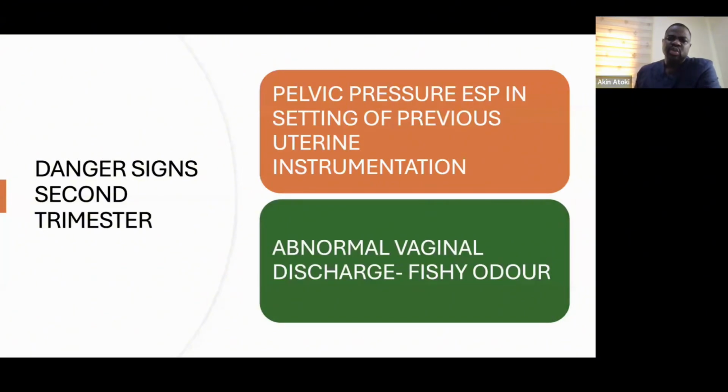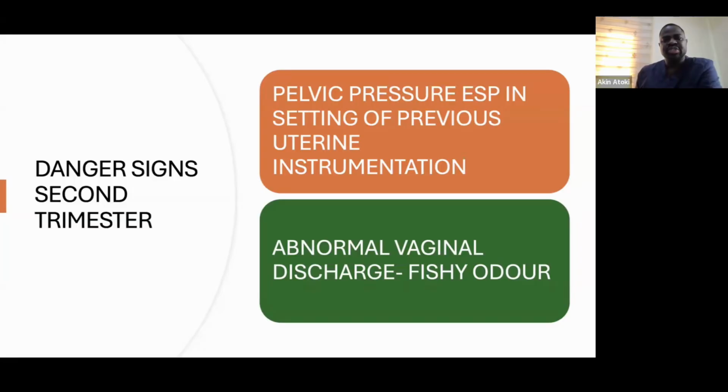Now, another very important one is an abnormal vaginal discharge with a fishy odor. That's another very notorious and very serious danger sign of pregnancy in the second trimester. An abnormal vaginal discharge with a fishy odor is usually due to what is known as bacterial vaginosis.